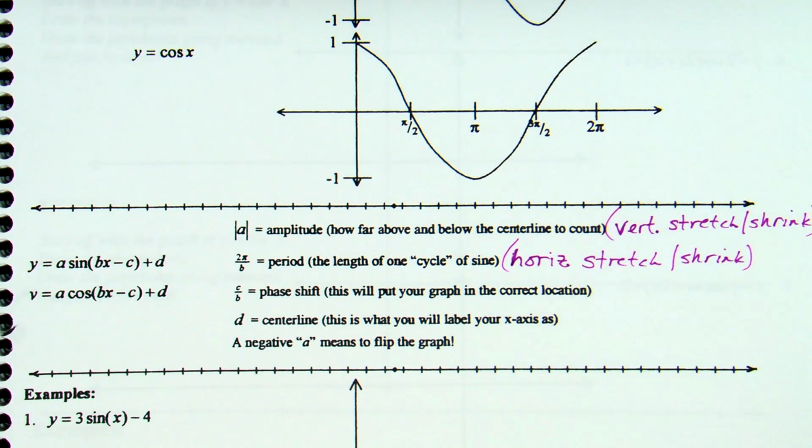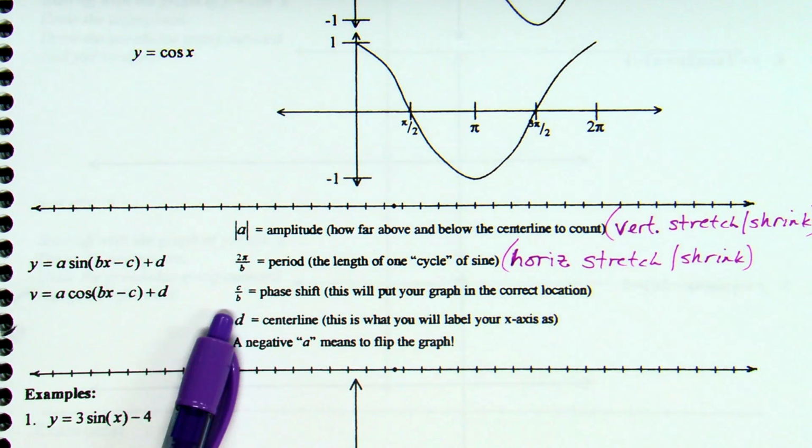Previously, you can tell left or right by looking at what's added or subtracted in the parentheses. Yes, other than you have to pay attention to if there's a b value, you divide by that. So this is my horizontal translation.